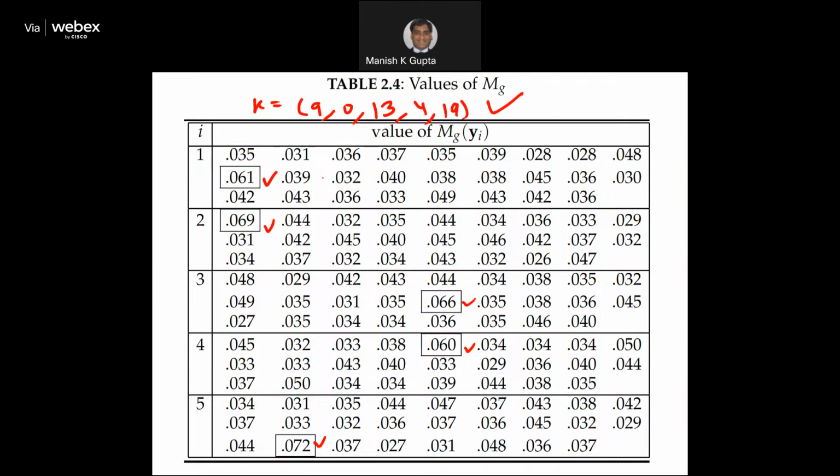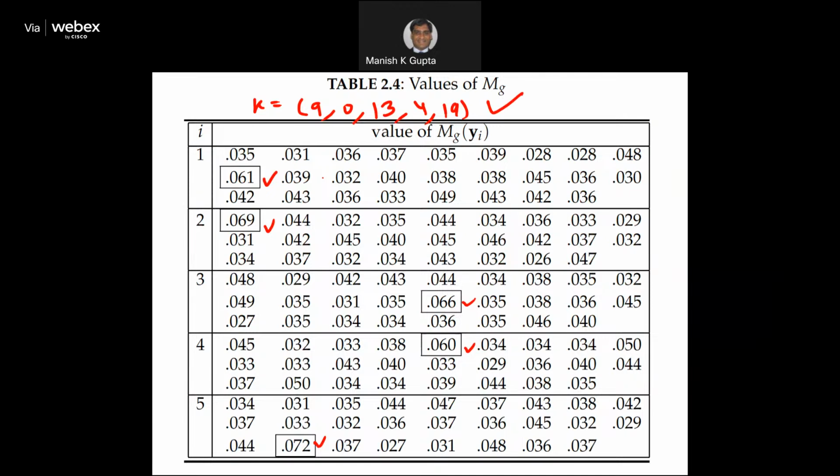Now, how do we find the key? If we start from the first one, these values are computed for the ciphertext for each Mg of yi when i is equal to 1. Of course, you need to write a computer program. 0 is 0.035, 1 is 0.031, 2 is 0.036. So 0, 1, 2, 3, 4, 5, 6, 7, 8, and this is 9 actually. So 0.061 is 9. So the first entry K1 is 9 because 0.061 is close to 0.065.